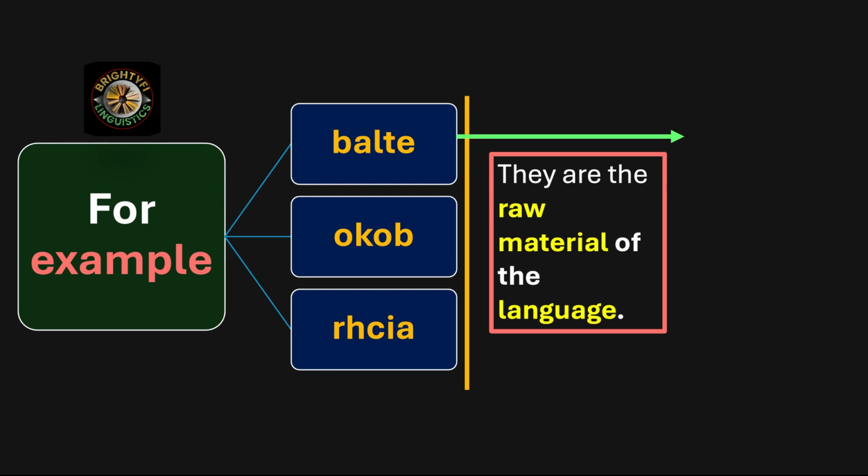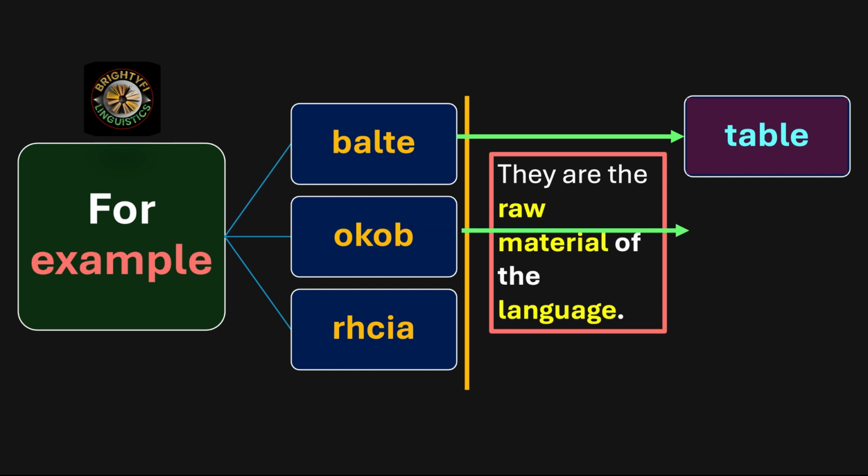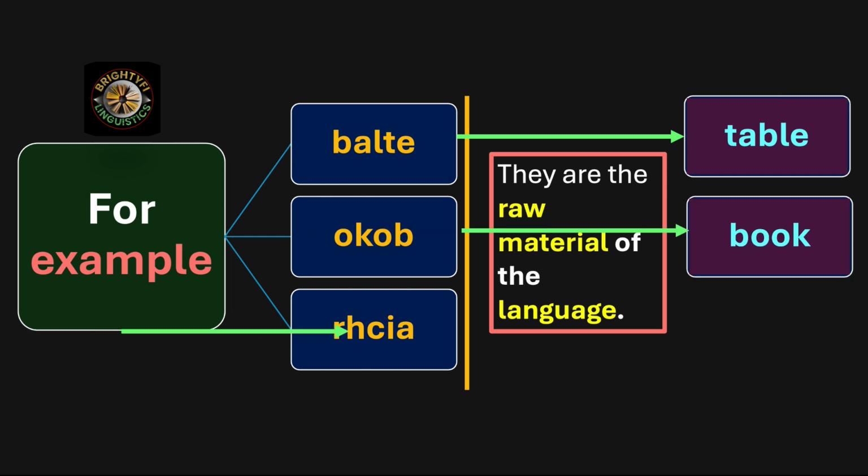But if we give them proper shape, proper form, they convey some meaning. And what is that? It becomes table, T-A-B-L-A, because we have put them into a proper form, I should say, into a shape, and then they give us meaning. Likewise, this becomes book, and this set of letters becomes chair.